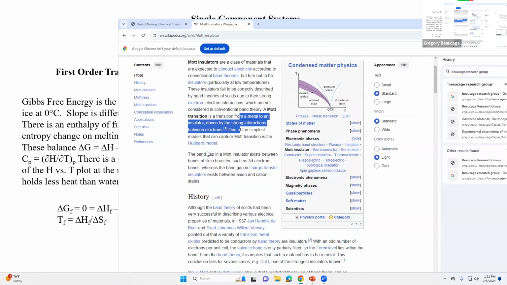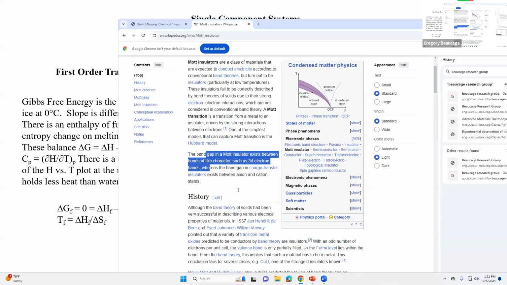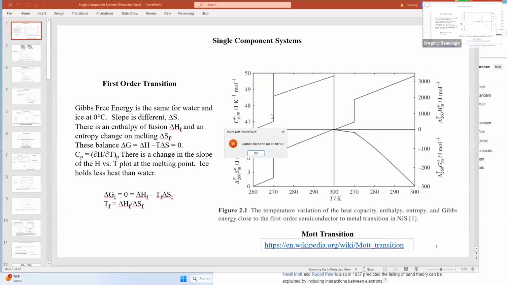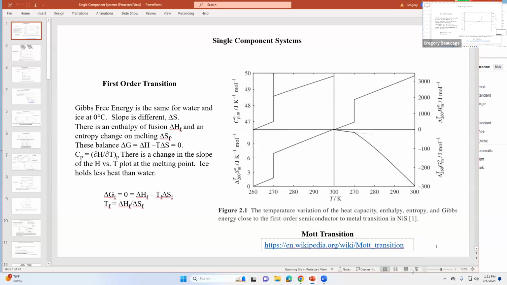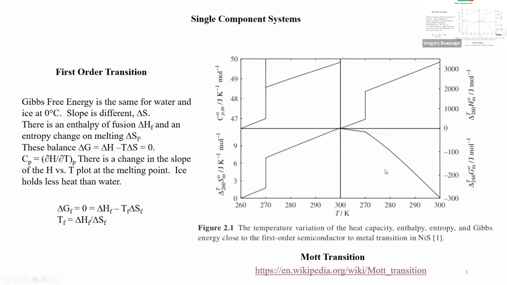I don't remember what the Mott transition is. I guess it's a metal to insulator transition, which I guess is a first order transition. So that's what I mean. He picks up these things you've never heard of, essentially. Back to here. All right, understand that.